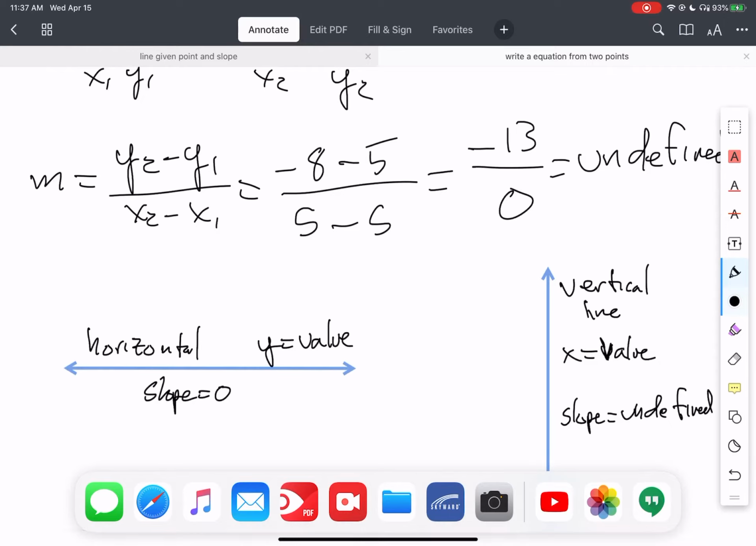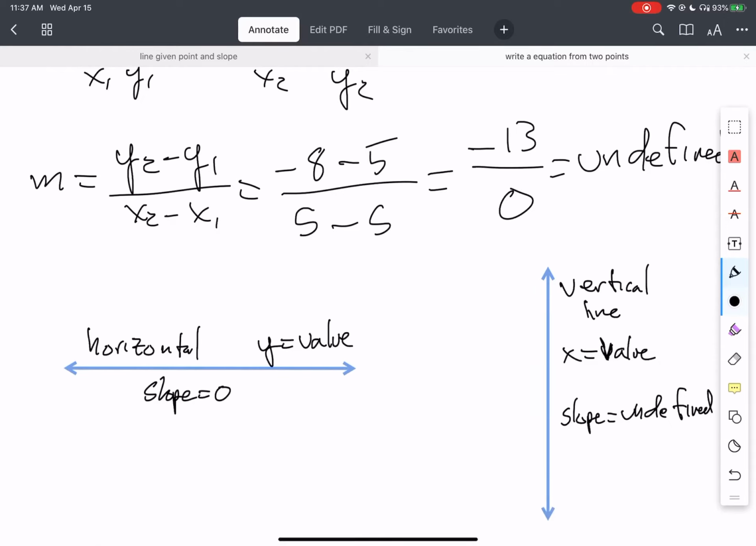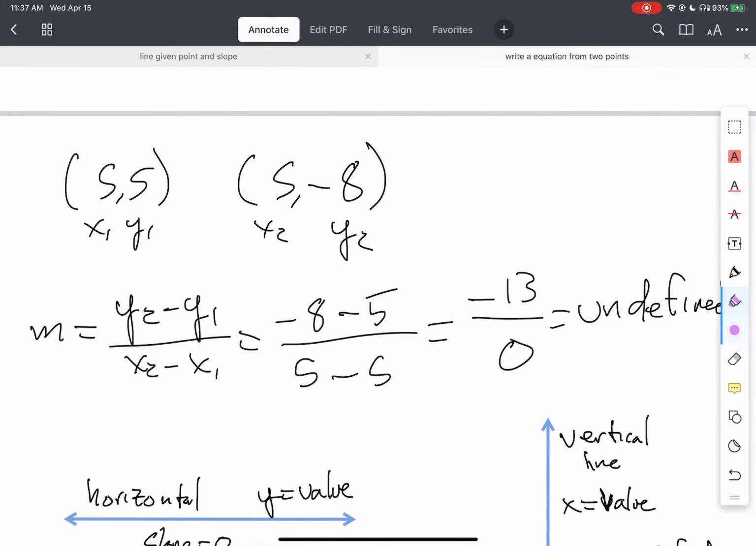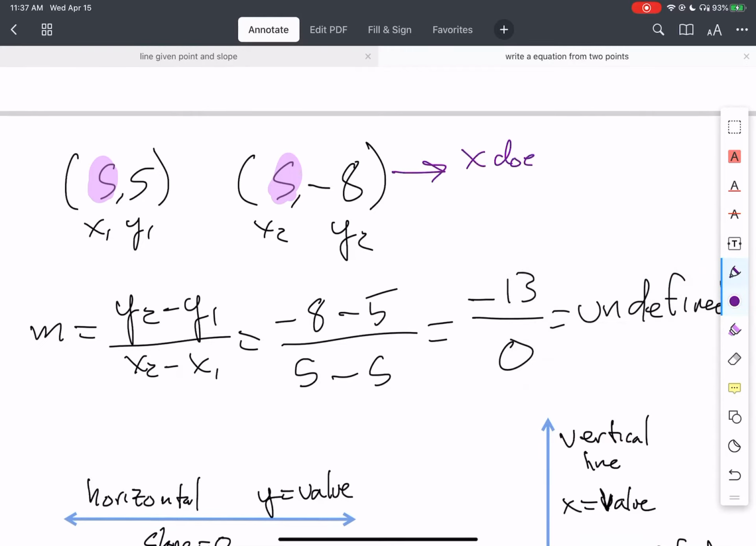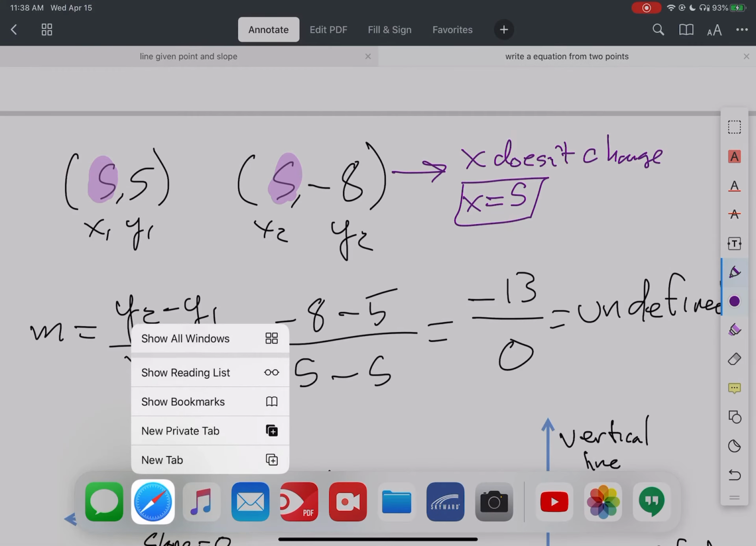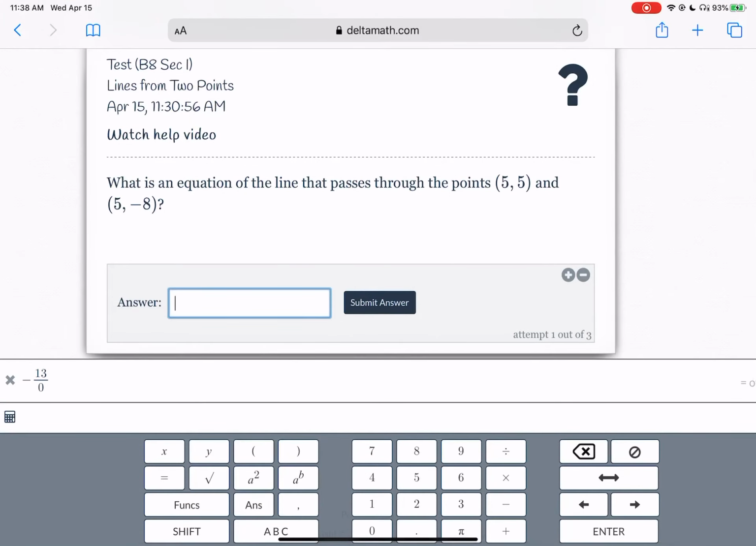Taking that into account, in this case, we got the undefined, which means it's x equals some value. Well, what value? Well, if we look back up at the original points, my x values stay the same. And so we just can write x equals that value. X equals 5.